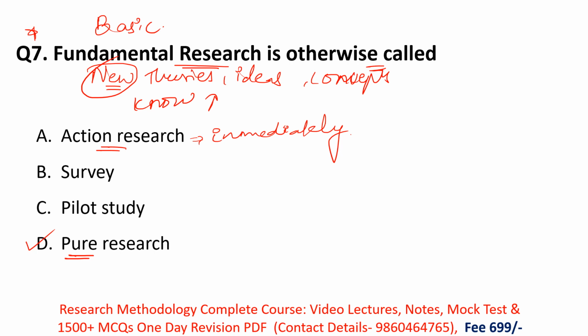Then option B here is survey. While doing a survey, researchers collect the data. So here the survey is the data collection part. So here option B is also incorrect. Then option C is pilot study. What is a pilot study? In a pilot study, the researcher performs a small-level study and decides whether the research is feasible or not. So here pilot study is also not related to fundamental research. So here the correct option is option D, pure research. Remember, fundamental research is otherwise called pure research or basic research.